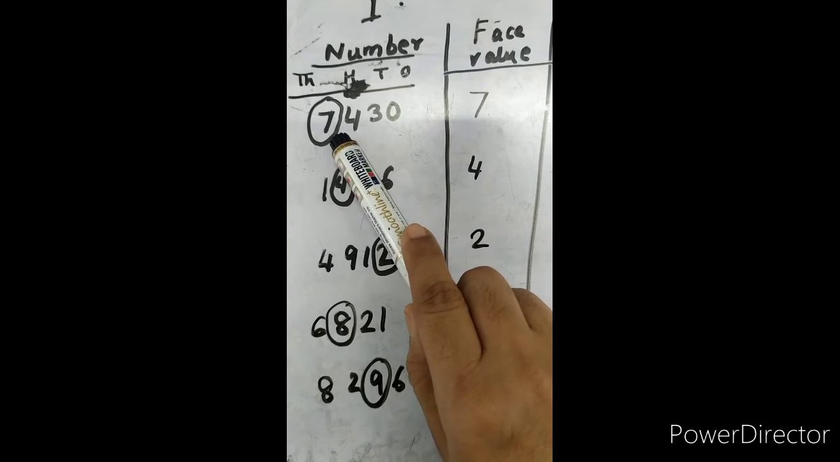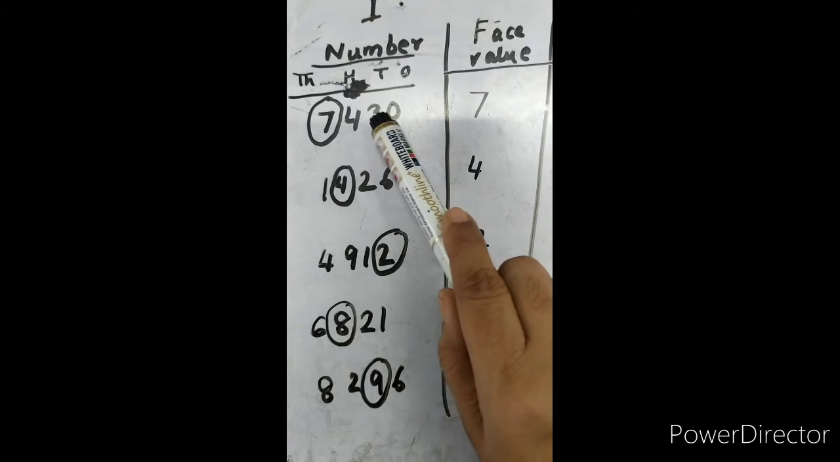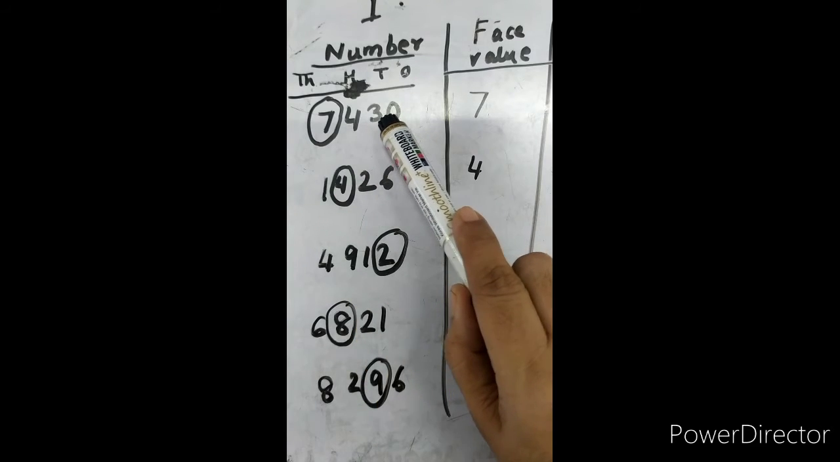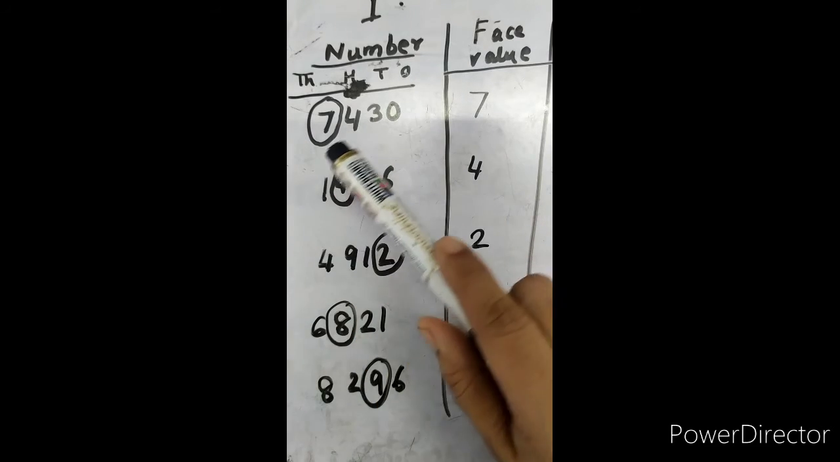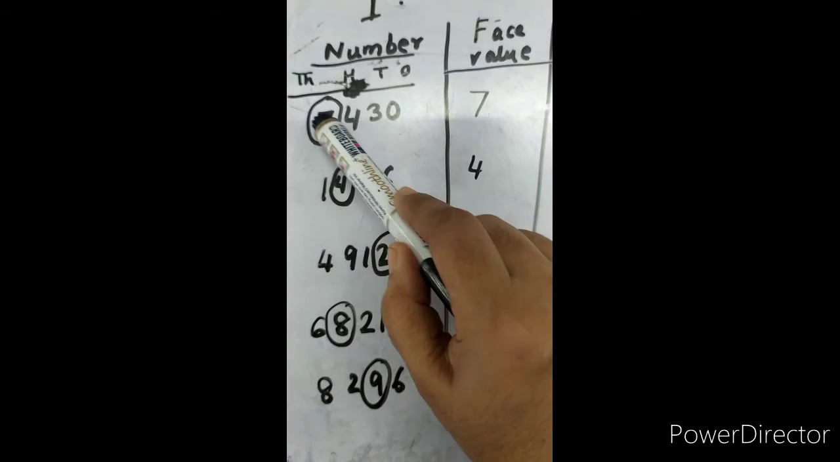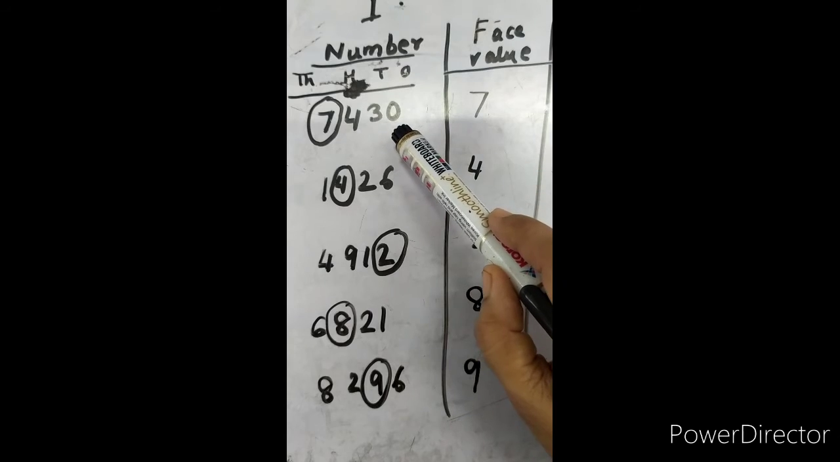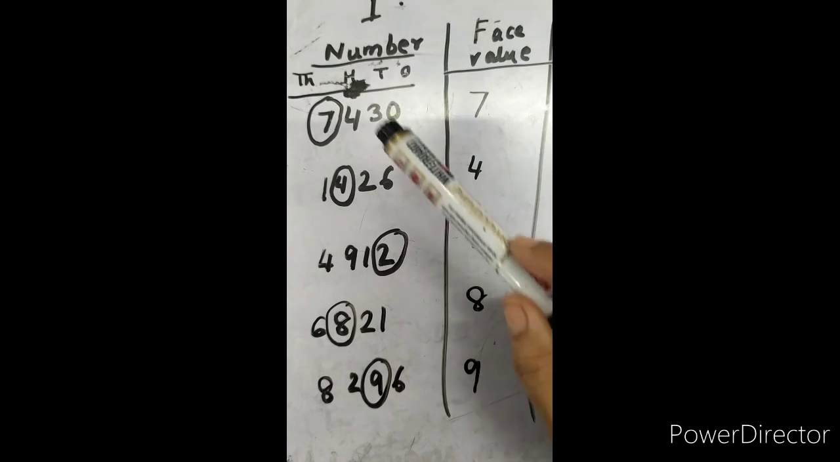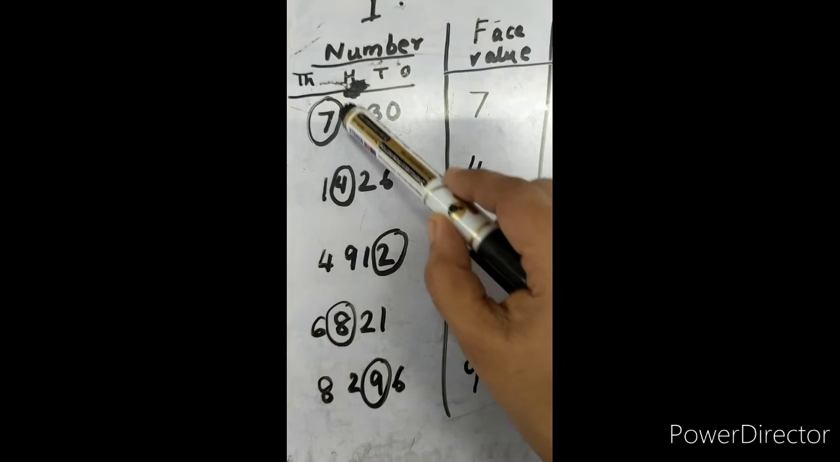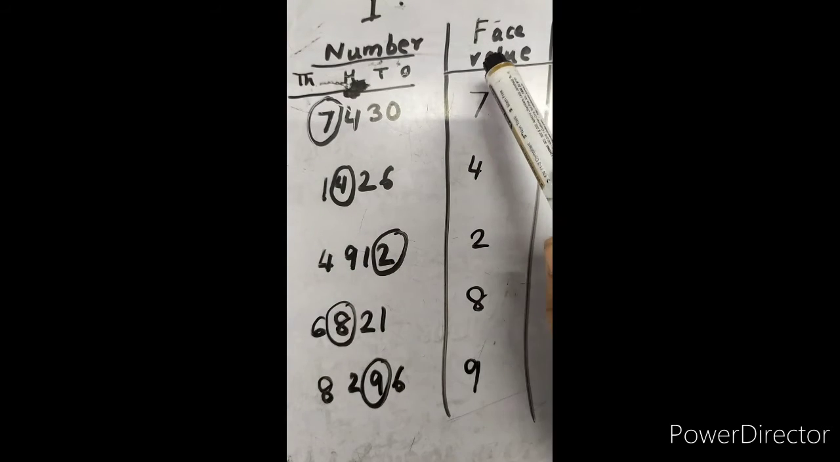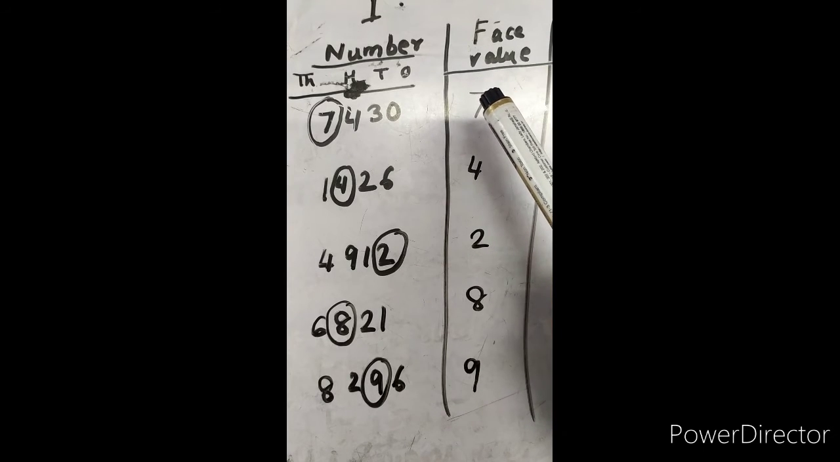Then the first number is what? 7430. Okay. So can you see 7 under 1000 place, 4 under 100 place, 3 under tens place and 0 under ones place. So now you have been given with 7 circled. Okay. So face value, I have written face value. Face value is always the digit itself.